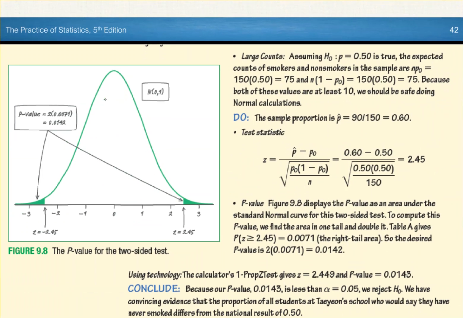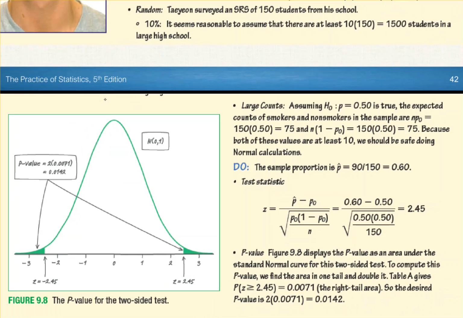So I get 75 in both cases, which are both at least 10. So we can do our normal calculations. I'll show you how to do it on our calculator one more time. We calculate our test statistic. We plug in our p hat, which was 0.6 because it came from 90 out of 150, minus p naught, which is 0.5, and again using the standard deviation with our p naught as well. So we get our z-score of 2.45.